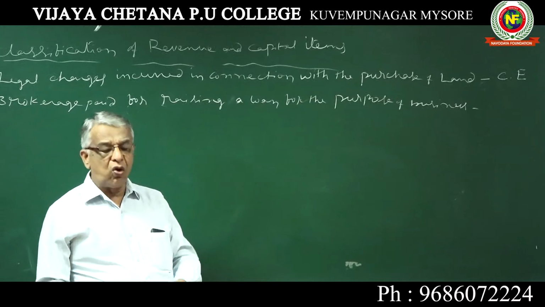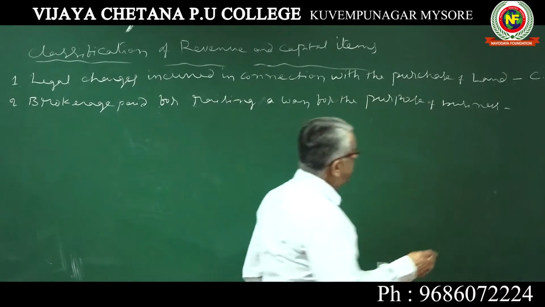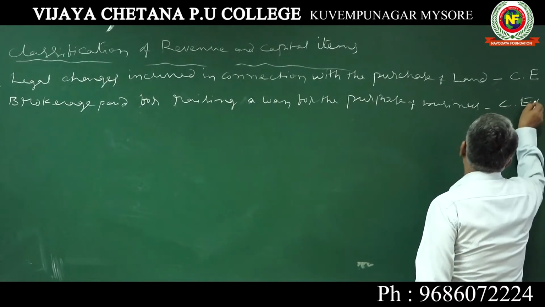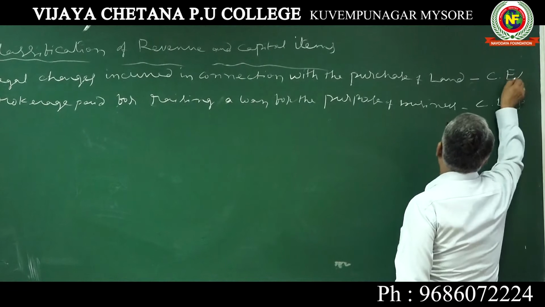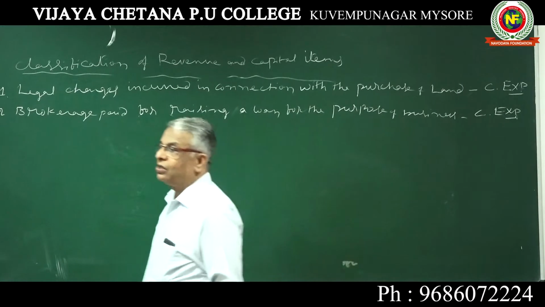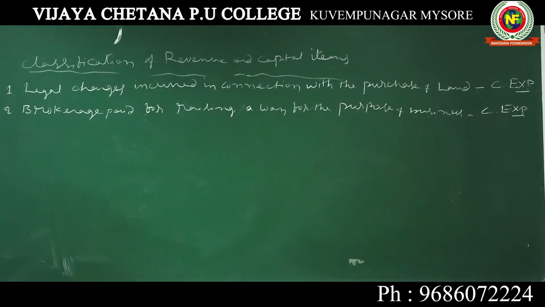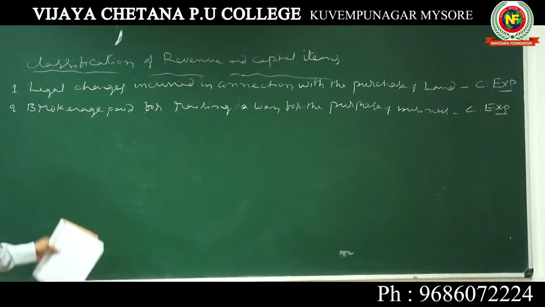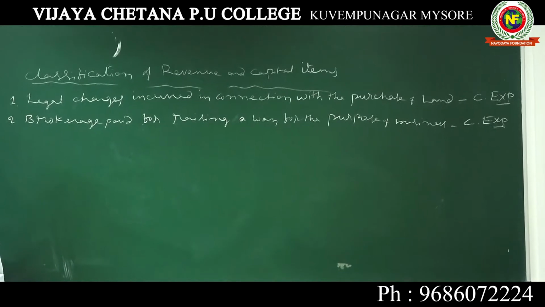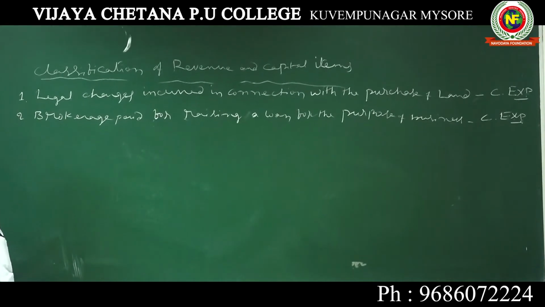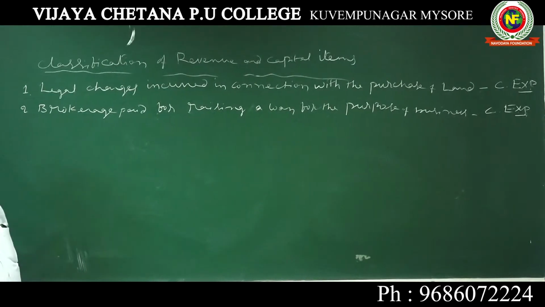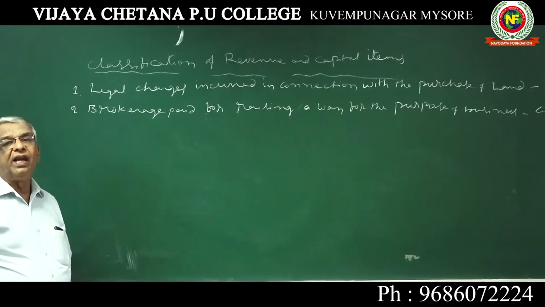We are going to raise a loan to conduct business. So it is a capital expenditure. Because it is a lump sum amount we have to pay for the purpose of starting a business. We are going to raise a loan from the bank or from the private bankers. So what is the amount you have paid in connection with that to the brokers? That is known as brokerage. So brokerage is a capital expenditure.